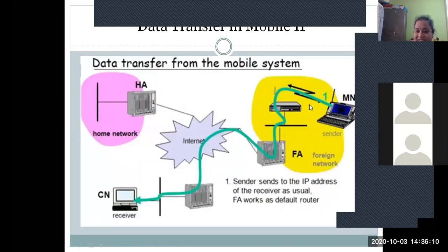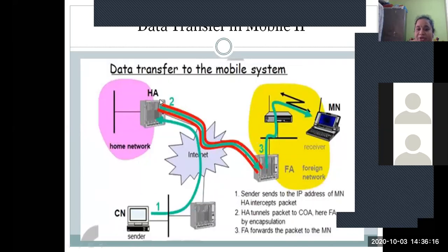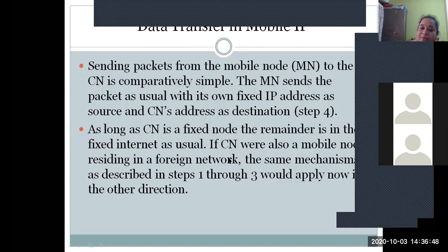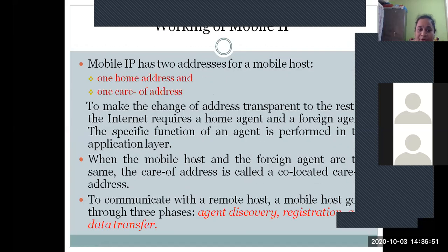In the reverse, what happens? Again the MN has to communicate with the CN. In the previous case, the CN communicated with the MN, sending the packet to the MN in one direction, and in the reverse direction the MN has to communicate with the CN. Simply, the MN is going to send the data through the foreign agent router directly to the address of the CN. Why? Because here the FA becomes the default router of the MN. The communication continues between the CN and the MN. This is how the data transfer takes place in mobile IP whenever the mobile node moves from the home network to the foreign network.